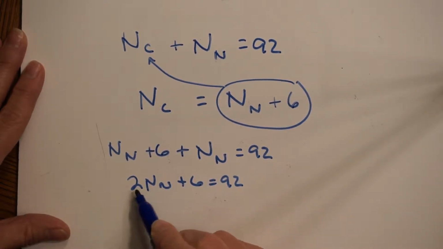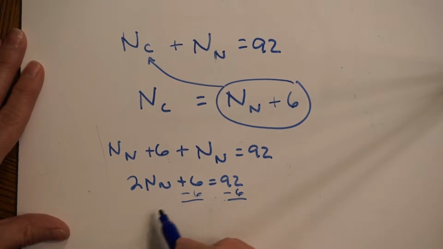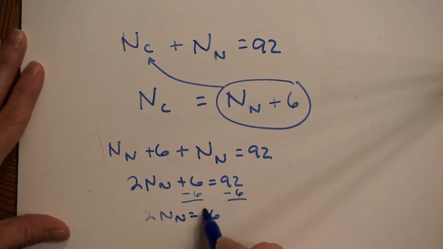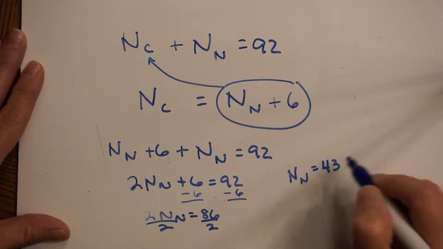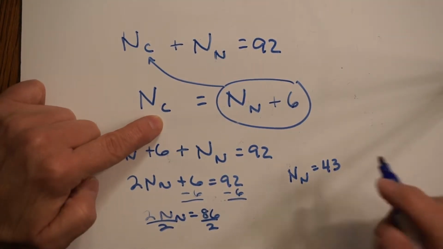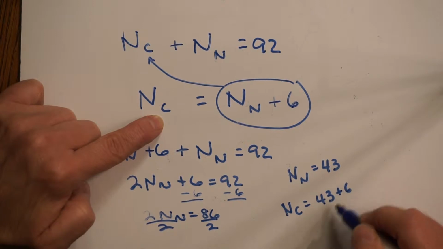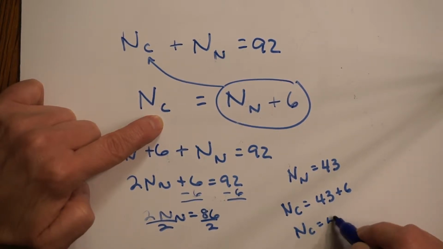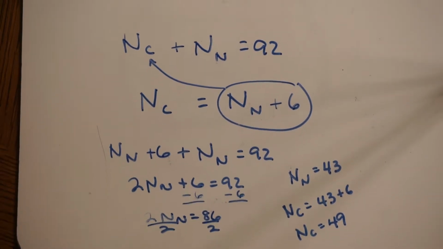And then I'm trying to get this variable by itself, so I'm going to subtract 6 from both sides. And I get 2NN is equal to 86. These are being multiplied, so I'm going to divide. And I get NN is equal to 43. Then to solve for NC, I can put it into this equation. That's probably even easier. So NC is equal to NN, which was 43, plus 6. So NC is going to be equal to 49. So that's example 90.1.